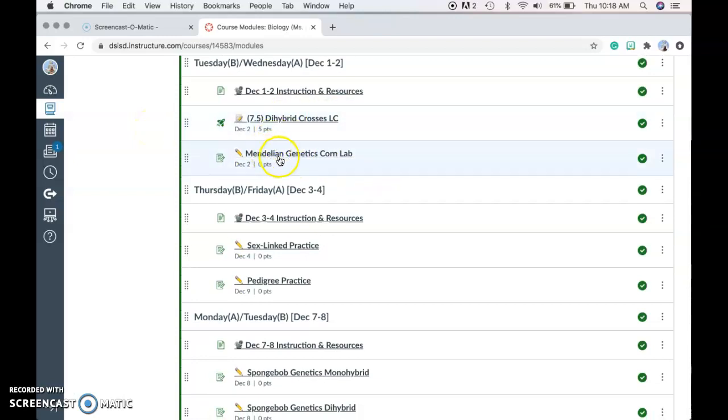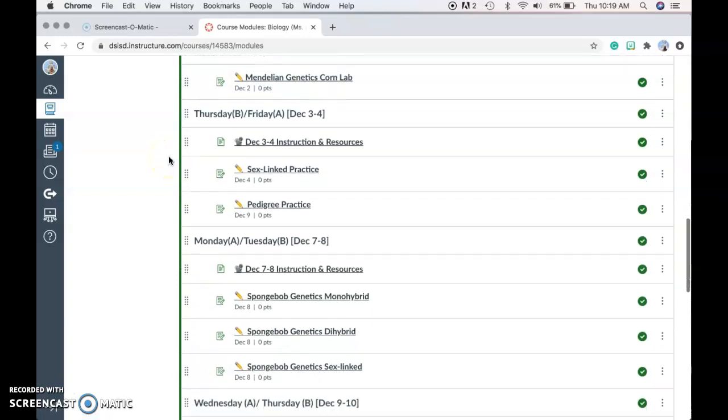The last class period, you should have worked on a genetics corn lab. One of the days I wasn't there, so if you had any confusion on this corn lab or you didn't complete it, don't stress out about it. As soon as I get back, we'll go over it together. But you should have taken this dihybrid cross learning check. I've graded some, but not all of them, so just bear with me while I get those graded.